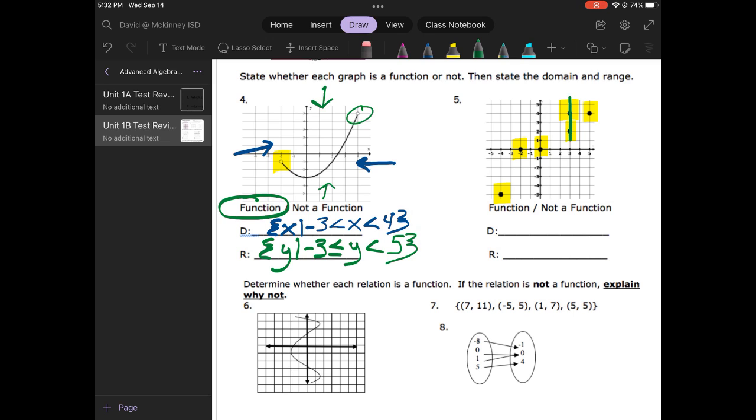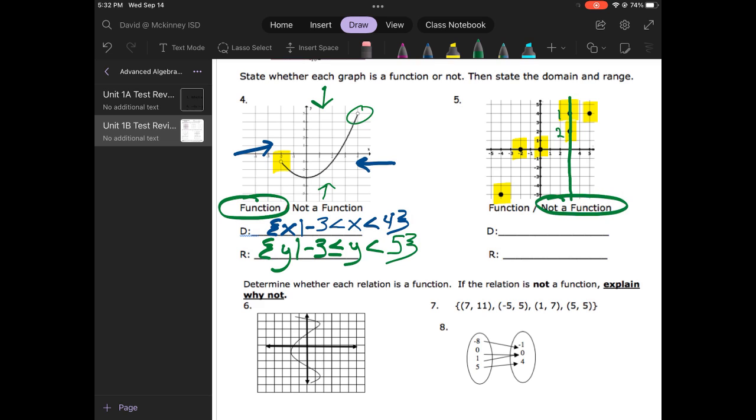But I can still run my vertical line test. And when I run my vertical line right there, it goes through 2 different points. That means that I have an x value that points to 2 different y values. I can't have that if I'm going to have a function, so I know that this is not a graph of a function.